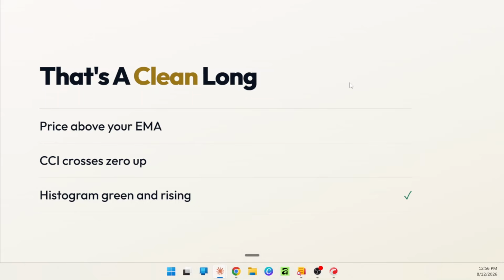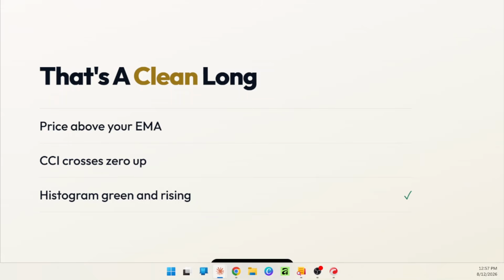So for you to get a clean buy trade, here's what you need to do. First, you need to have price above the EMA, right? So you want to have your price above the EMA. Then the next thing that you want to do is you want the CCI to cross above 0, right? And then you want the histogram to have green bars and rising. So you want them to be rising, and if you get it when the histogram is just starting, then it's going to be better.